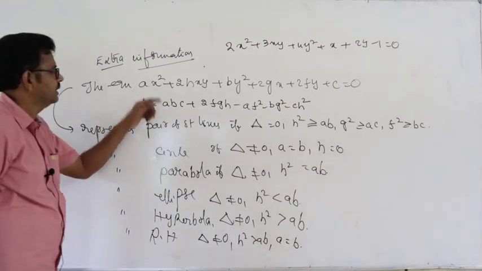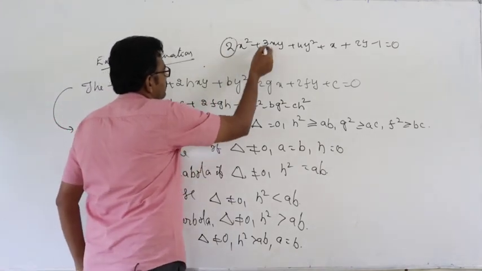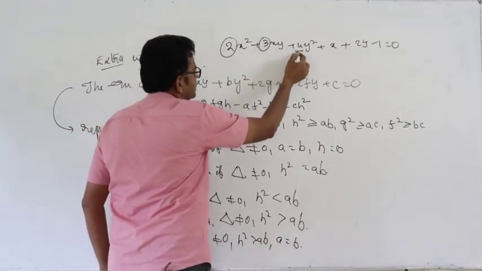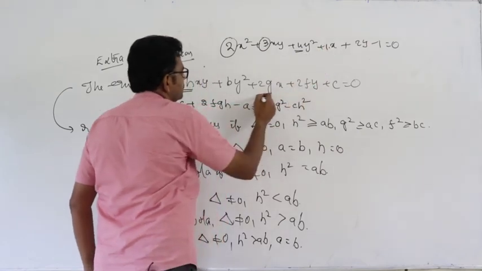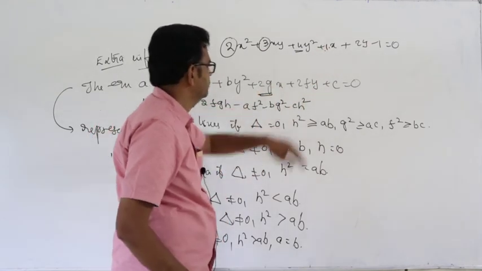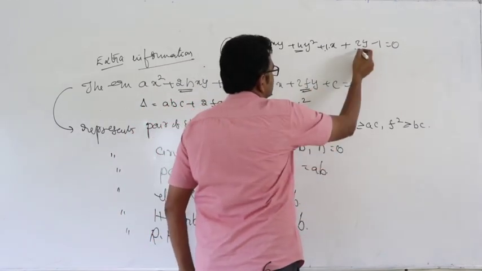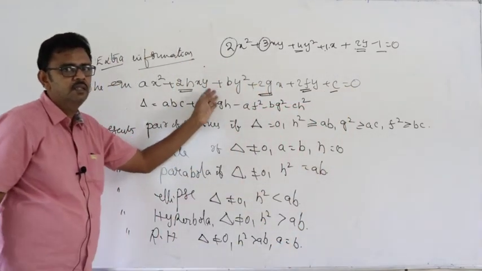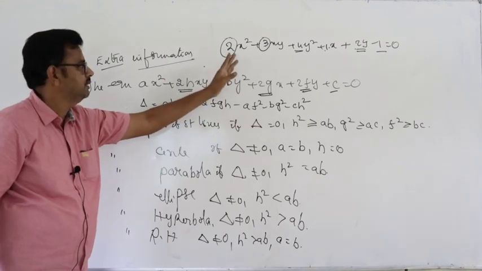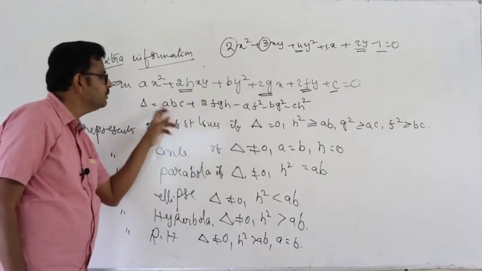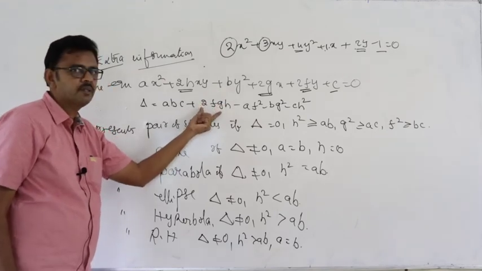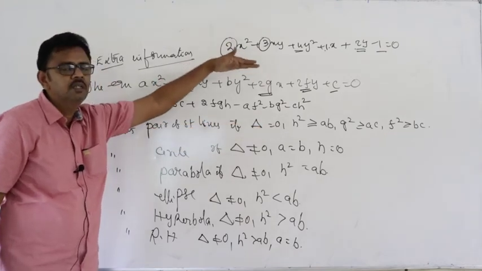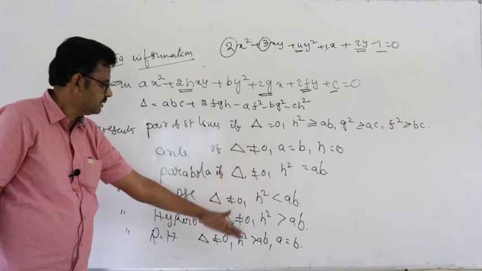Then comparing this, what is a? A is 2. 2h equal to 3, so h is 3 by 2. B is 4. 2g is equal to 1, g is equal to 1 by 2. 2f is equal to 2, f value 1. C value minus 1. You have all the information a, b, c, h, g, f. Find delta, don't put 0. Calculate it. After simplification, if you get 0 and these conditions are satisfied, the above equation represents a pair of lines. Otherwise, one of these conditions fails.